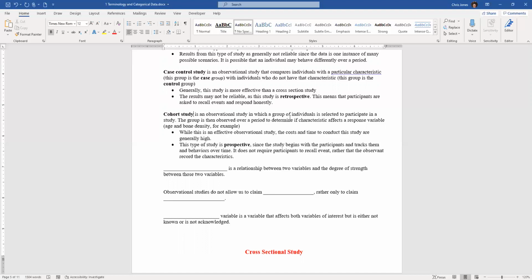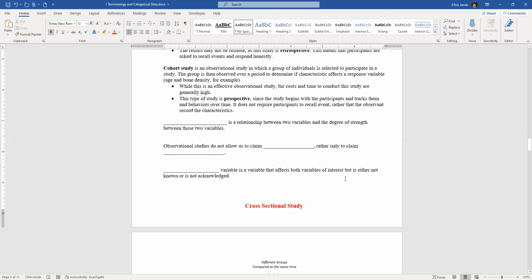This is called a prospective study, which means that you start at the beginning and you're moving forward, instead of retrospective, where you're asking the participants to recall what actually happened. The only downside to a cohort study is that it does take a long time to do, and it might involve some extreme costs. In other words, we have to track these people, so we might have to hire somebody to be able to track them. Rather, with a case control study, you could just ask them one time.